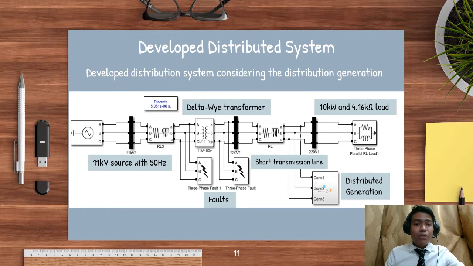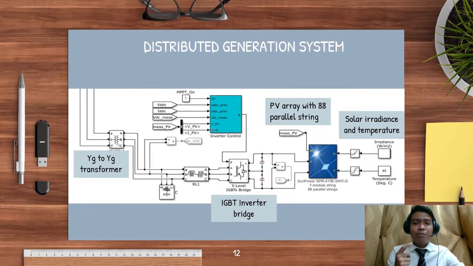In this study, there will be 2 fault conditions to simulate. The first condition is the single line to ground fault, and the next condition is the 3-phase fault. Then, the type of DG used in the system is PV type with 88 parallel strings and 7 series-connected strings. The output voltage of the DC under PV is 560 volt, and an IGBT inverter is used to convert the output voltage of PV to an AC output voltage of 400 volt RMS. Then the Y-ground to Y-ground transformer will connect the DG to the distribution system. Lastly, the fault is simulated after the DG is installed into the system.